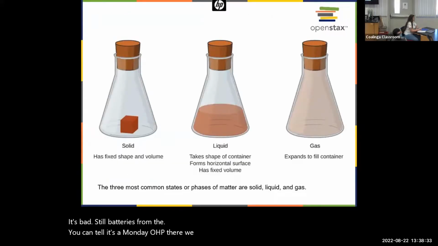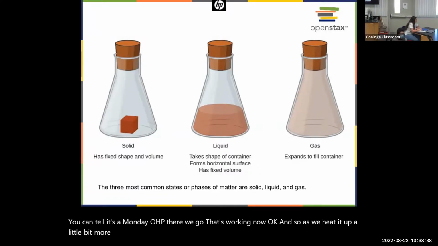And so as we heat it up a little bit more, gas is going to occupy that entire container, right? Whatever it's in. That makes sense, right? It's kind of like this.